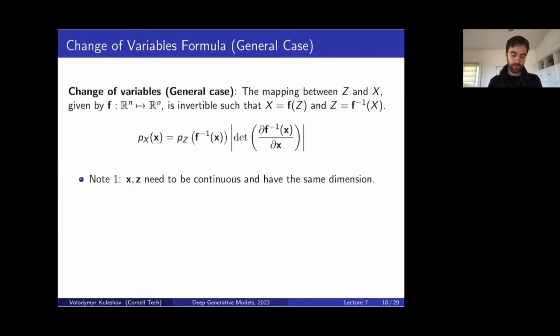First of all, it's really important to note that x and z have to be continuous for this to work, and they have to have the same dimension. That's because, again, f has to be invertible. So they have to be continuous and have the same dimension. Otherwise, it being invertible doesn't make a lot of sense. So if x is in Rn, z has to be in Rn.